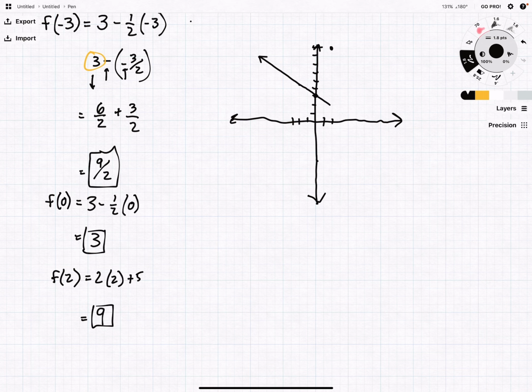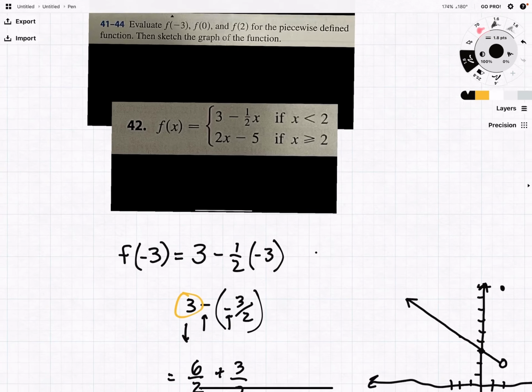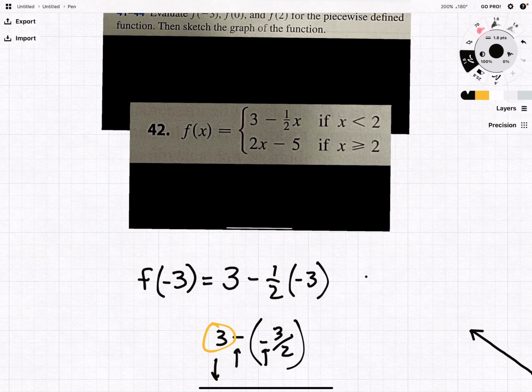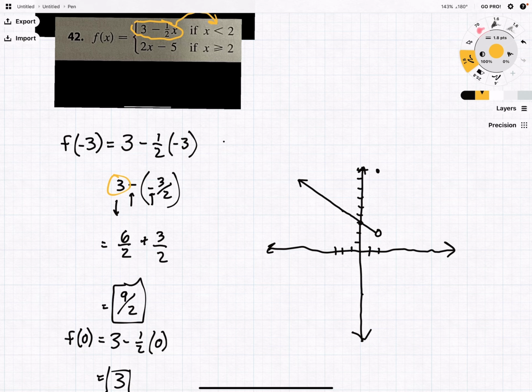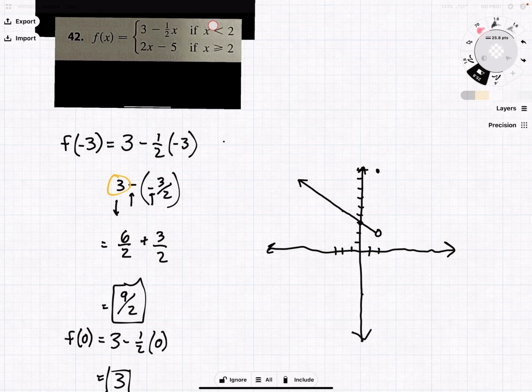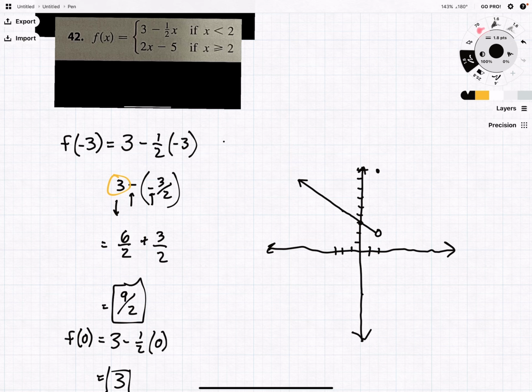until we hit x equals 2, and then there's going to be an open circle. And that's because if we remember, with a piecewise function, we have this rule here that it's 3 minus 1/2 x if x is less than 2. So the function goes all the way until we get to 2, then open circle. We have our closed circle right up there. And so now when we have x equal to or greater than 2, that's when we'll use the function 2x minus 5. And so it starts right there.